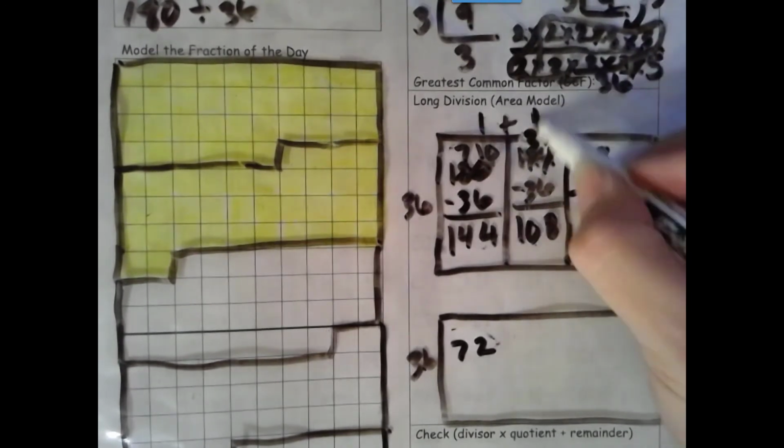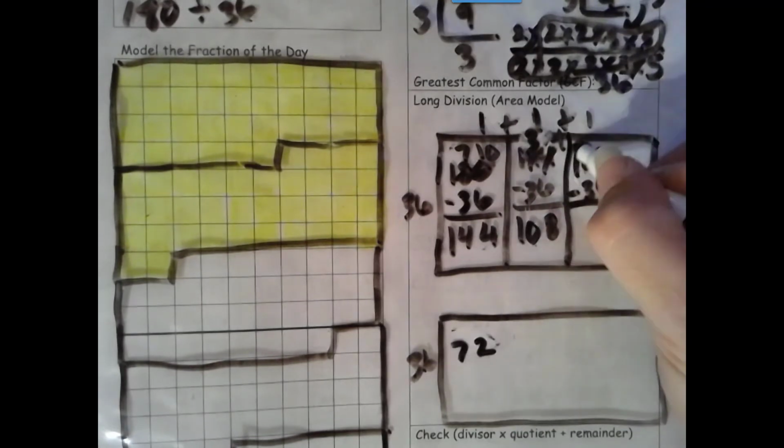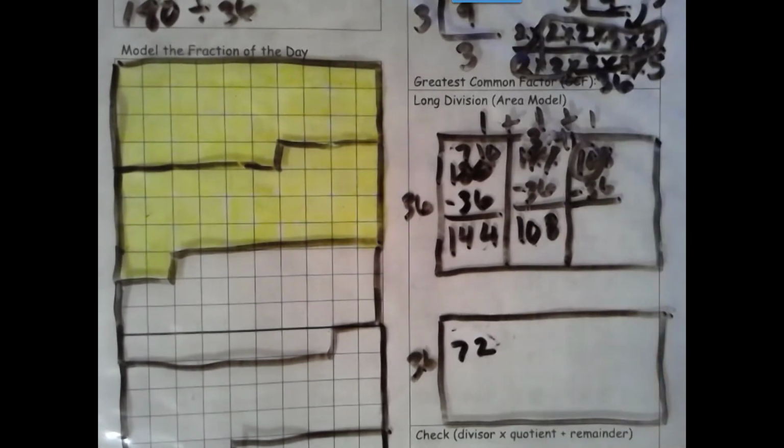Take away another group of 36. More on top, no need to stop. More on the floor, but this time it's just 10 take away 3. 8 take away 6 is 2. 10 take away 3 is 7.